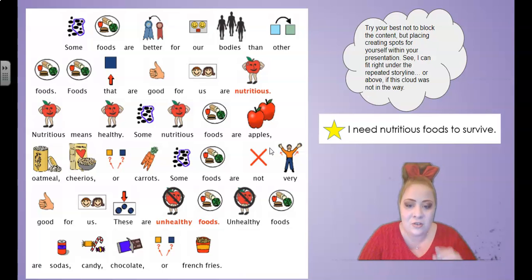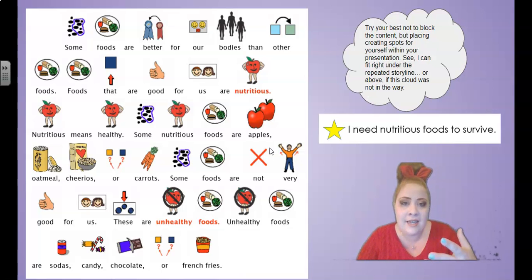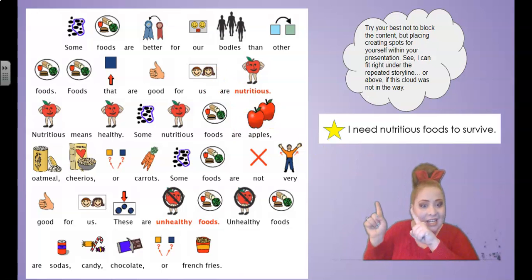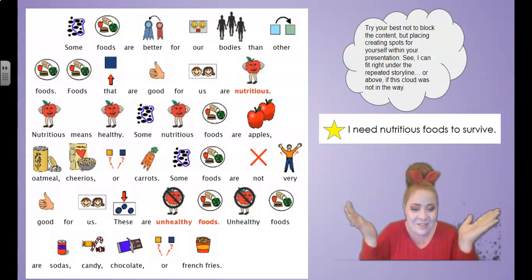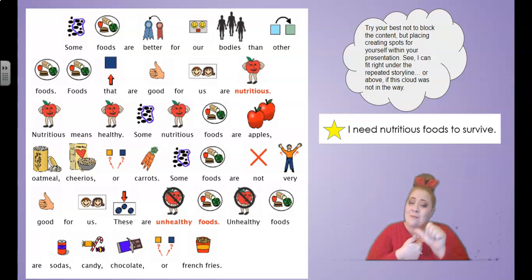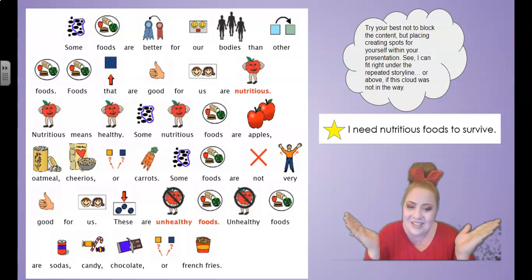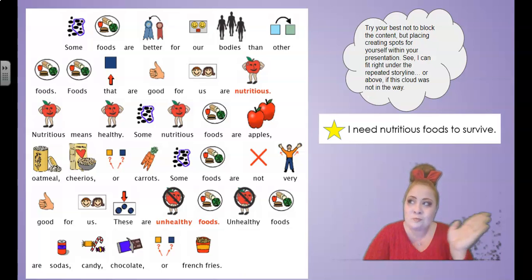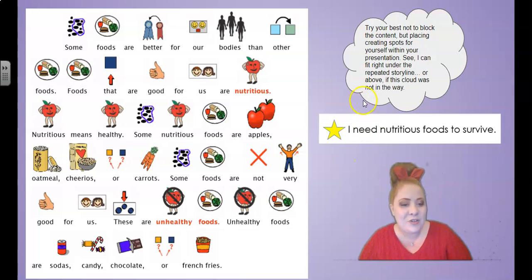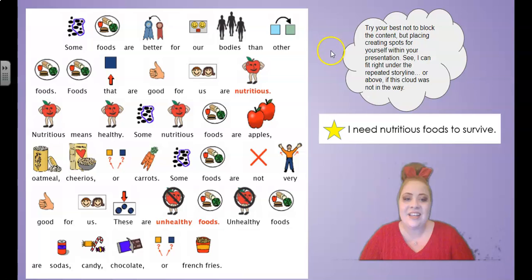I still think these questions are important because they're checking for understanding, they're giving a chance to engage, and they're reinforcing pieces of information that you think are important. They isolate those important pieces of information. Do you see the yellow star? That means we have a repeated storyline. Do you remember what's our repeated storyline? I need nutritious foods to survive.